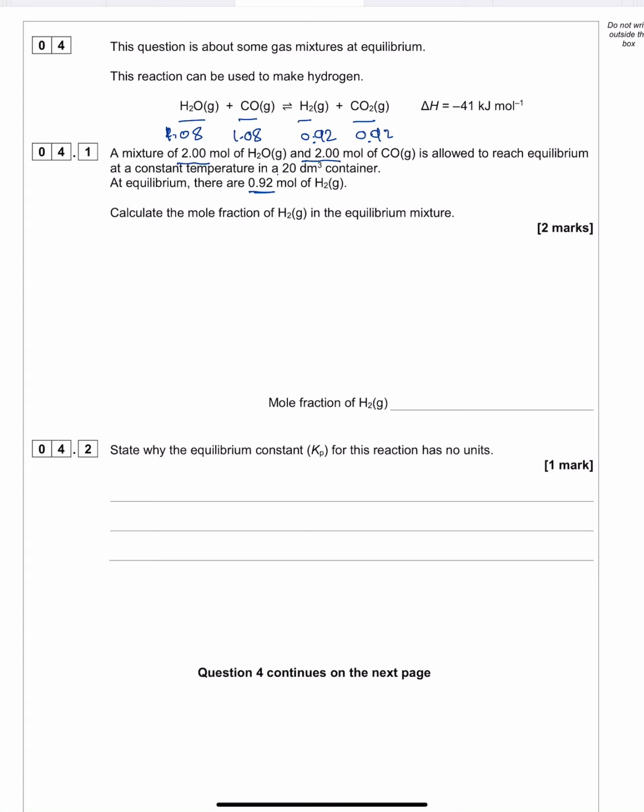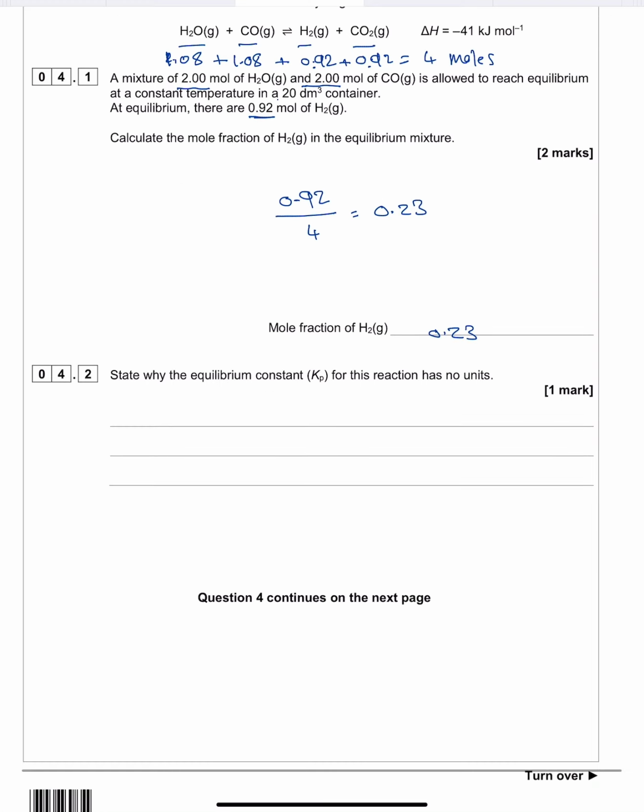So that means the total moles of all the gases at equilibrium will equal 4 moles. Now, the mole fraction of hydrogen will be the moles of hydrogen at equilibrium, which is 0.92, over the total moles, which is 4 moles, and that will give you 0.23. So this is the mole fraction of hydrogen.